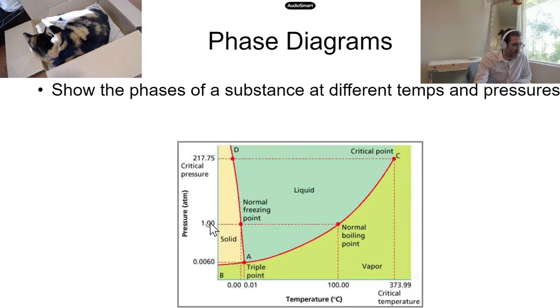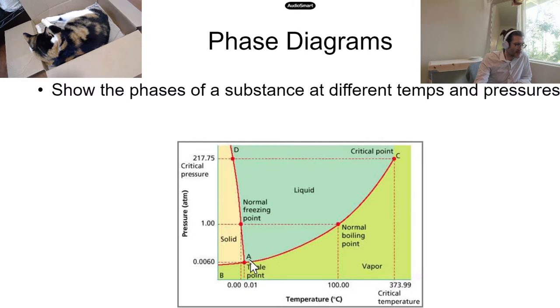So where this line from the sea level atmospheric pressure intersects this line here, the boundary between the solid and the liquid phase, we have the normal freezing point of water. And over here where it intersects this boundary line between the liquid phase and the vapor phase, we have the normal boiling point of water. All right. So as we cross over this boundary area here, we evaporate or we condense, depending on which direction we're going. And as we move across up here between the solid and liquid phases, we of course melt or freeze. We melt and freeze.